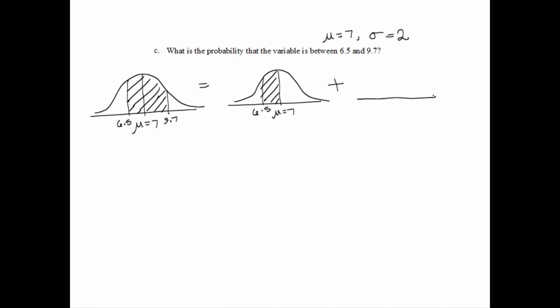And then we add to that the area from our mu of 7 out to 9.7. Let me draw it a little better. So now we've got an area that looks like this. If we can find each of these areas, then we'll add them together to get the area that we want. I'll call these A1 and A2, just so that we have clear notation when we're referring to our areas. So first of all, we find the z that corresponds to an x value of 6.5.